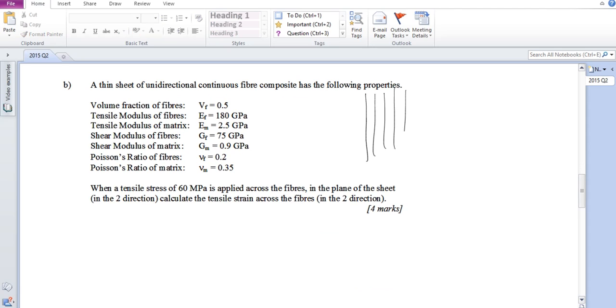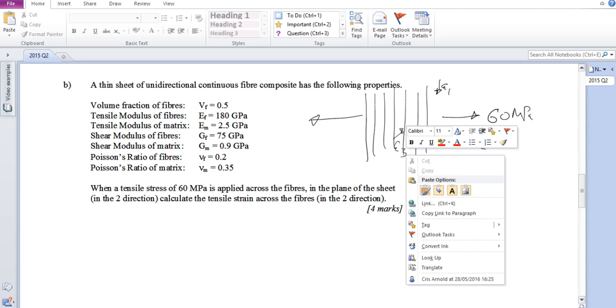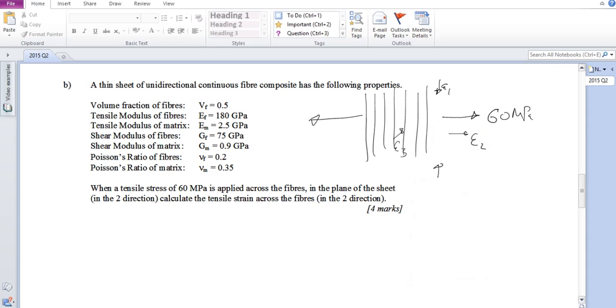So what we've got here is our composite with all the fibres in the same direction, and we're applying a stress in that direction, 60 megapascals, and what will happen then is we'll get a strain in that direction, strain 2. We will also get some kind of compression, Poisson's contraction, which will be strain 1 in that way, and through the thickness we'll also get a bit of compression, strain 3 in that way. So those are the things that we need to work out within this question.